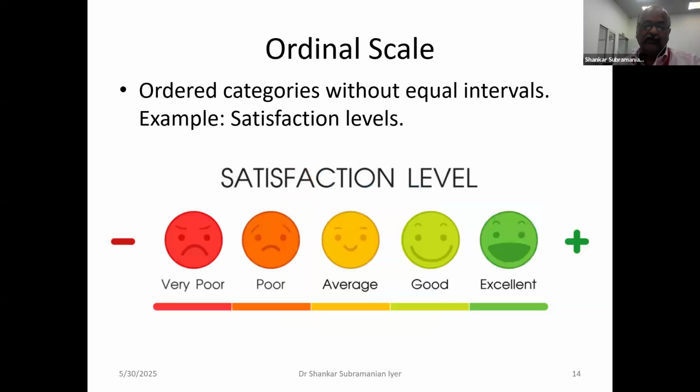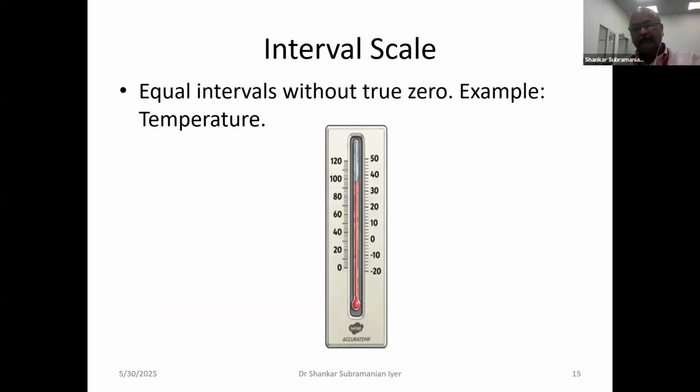Next is the ordinal scale. It's ordered categories without equal intervals. For example, if you're looking at the satisfaction levels of a customer, it can be very poor, average, good, excellent, and so on. That's the ordinal scale, and the categories need not be equal intervals. Then the interval scale: equal intervals without a true zero. Example, temperature.